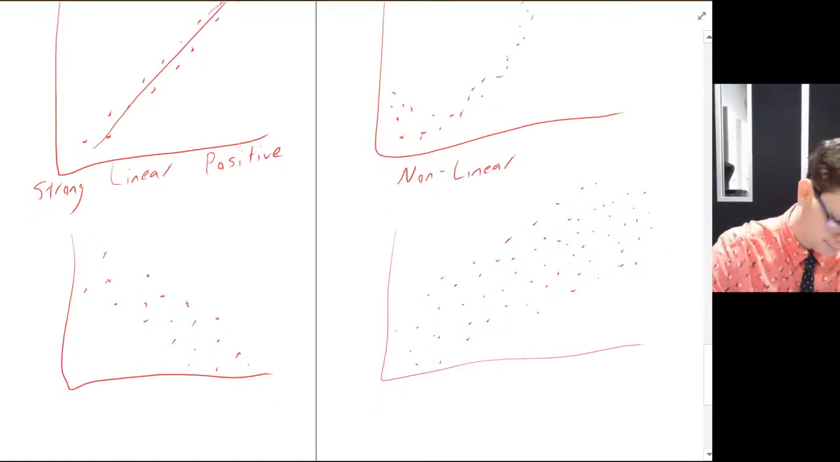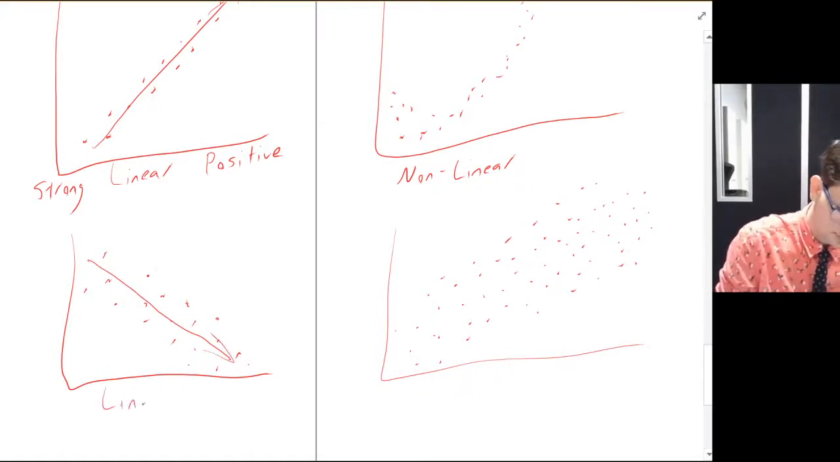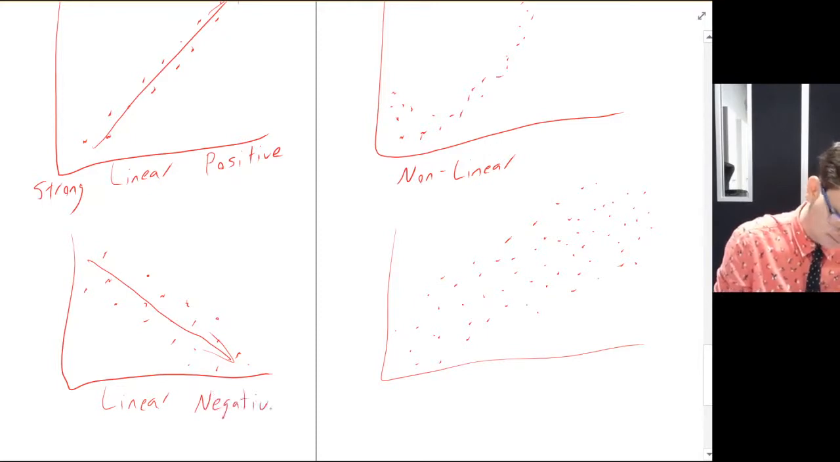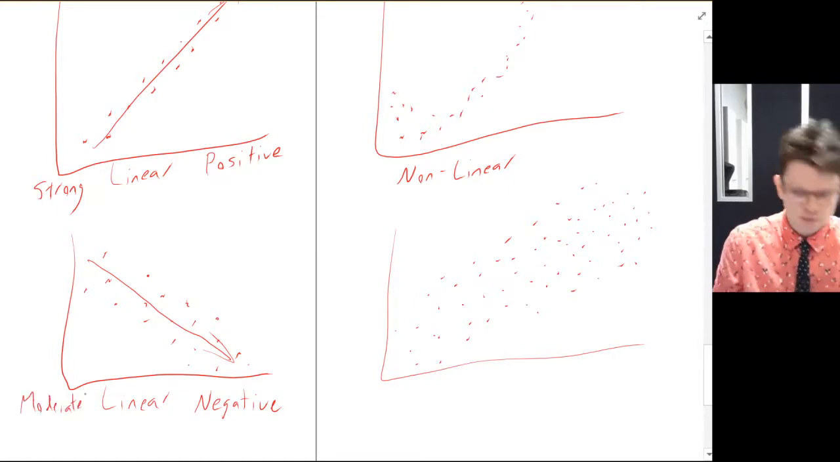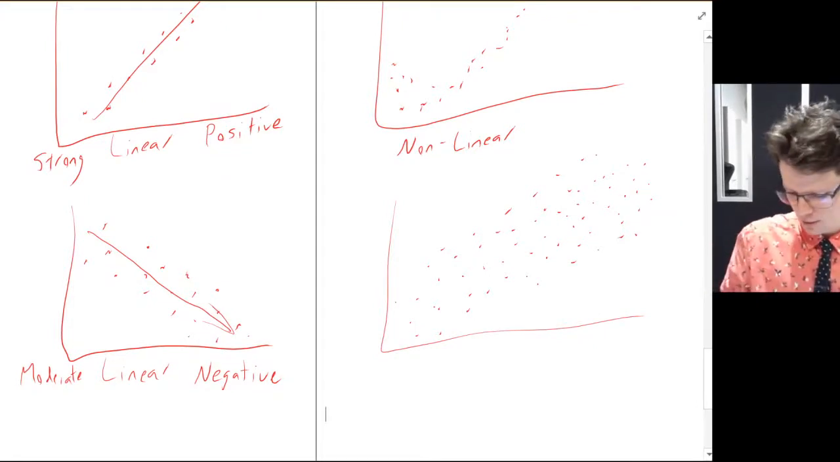Bottom left, well, once again, that's linear. It's negative, and it looks like it's moderate. It's between moderate and strong, probably. It's definitely not weak. They're pretty close.